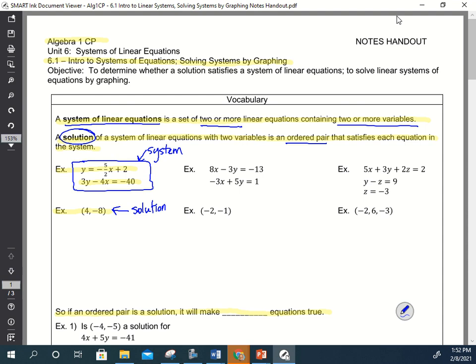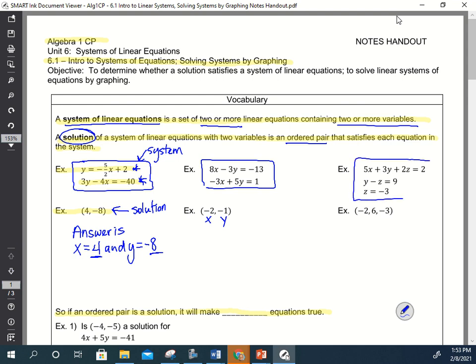So 4 comma -8 means that the answer is x equal to 4 and y equals -8. So if you plug those numbers into each of those 2 equations, you will get both sides to match up. Same thing for the second example. X equals -2, y would be -1.